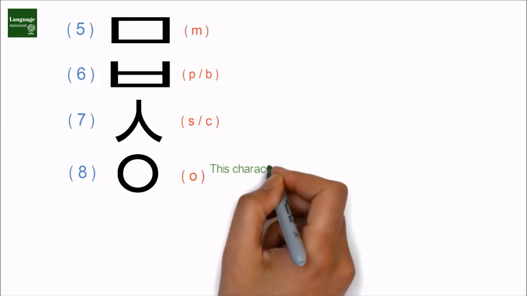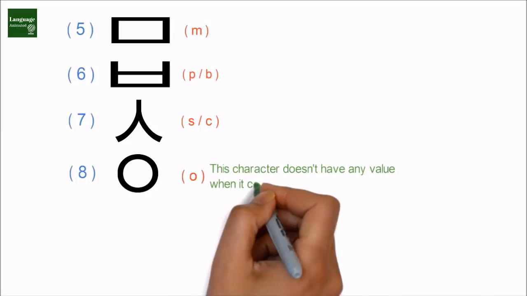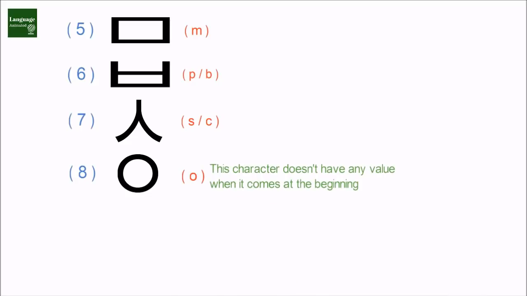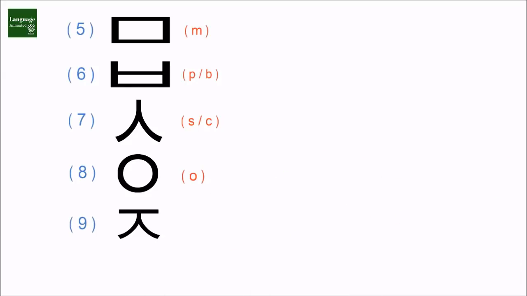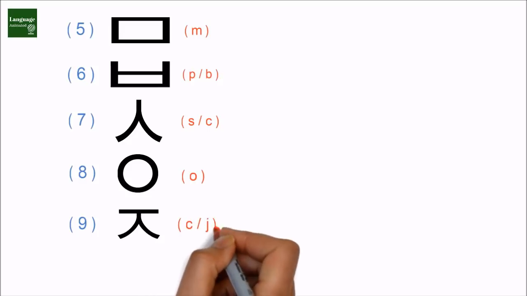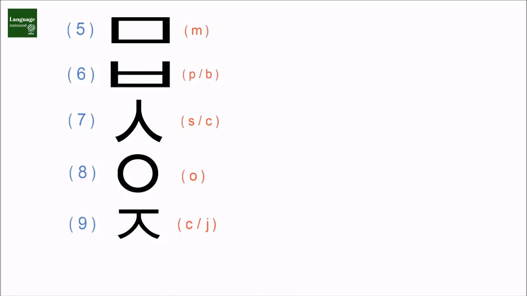This character doesn't have any value when it comes in the beginning, but it has value when it comes at the ending. So you will not understand now, but you will understand in the future. Just keep learning and I will explain them in the future videos. Next, T. So let's repeat them again.